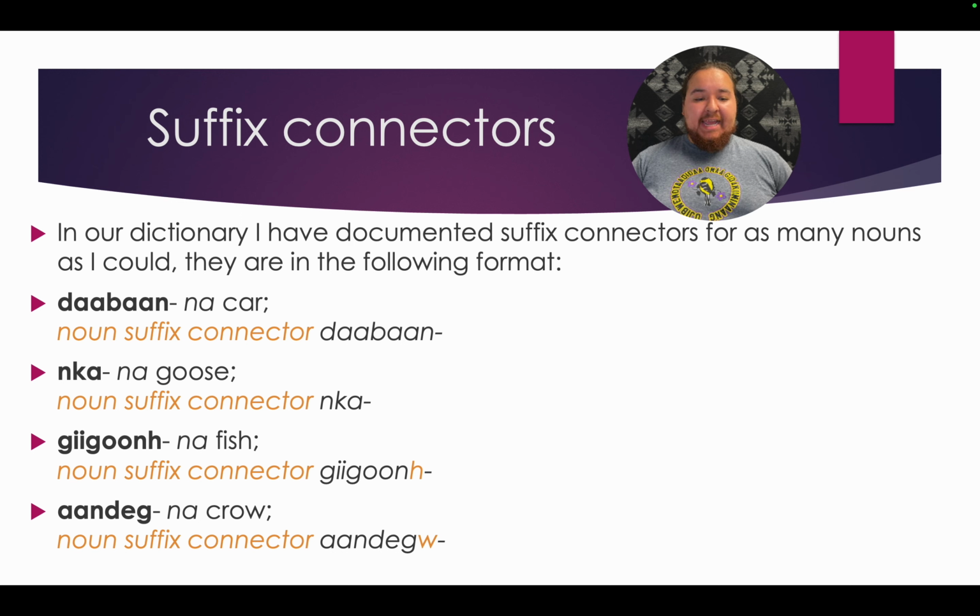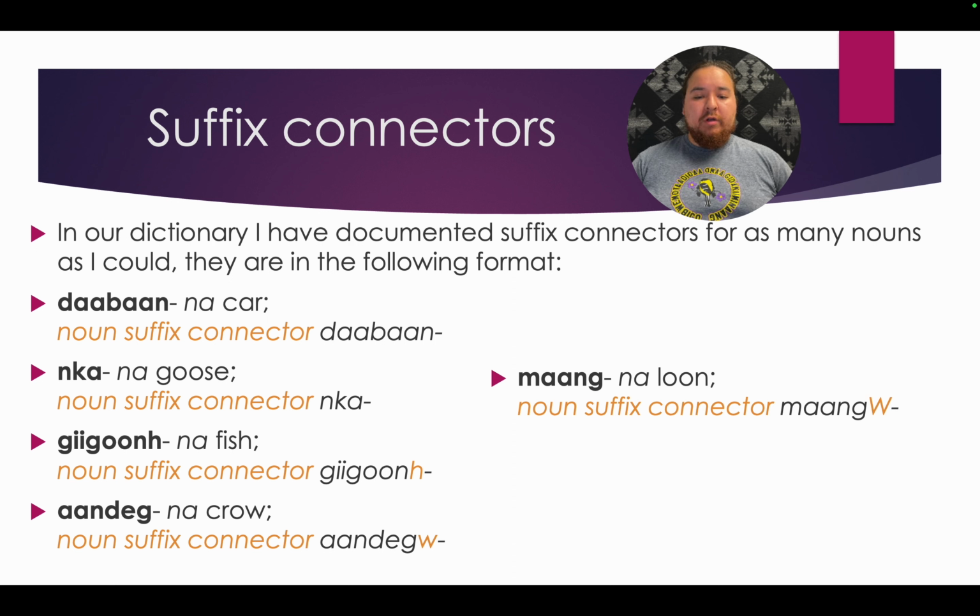Next, we have ondeg, which means crow, another animate noun, and its suffix connector is a lowercase w. In this class, we have two W suffix connectors, and I differentiate between the two by having one lowercase and one uppercase. And so our next one, mong, is the word for loon in Ojibwe, and it has the uppercase W suffix connector. And these will act differently when the plural suffix is added.